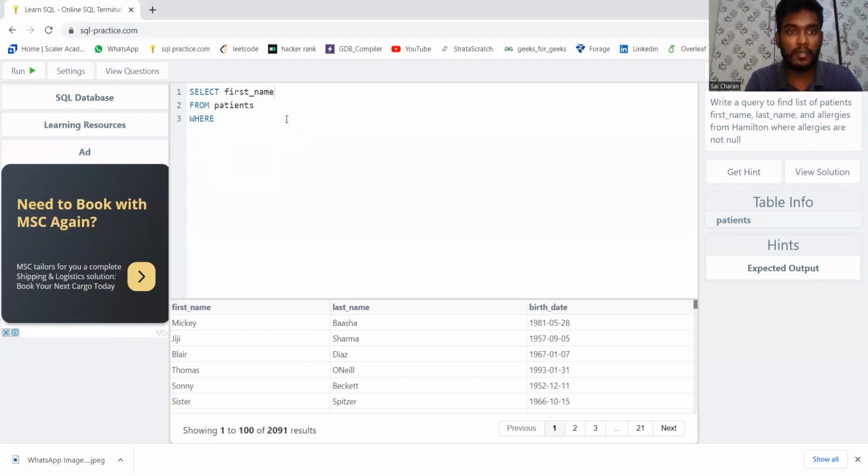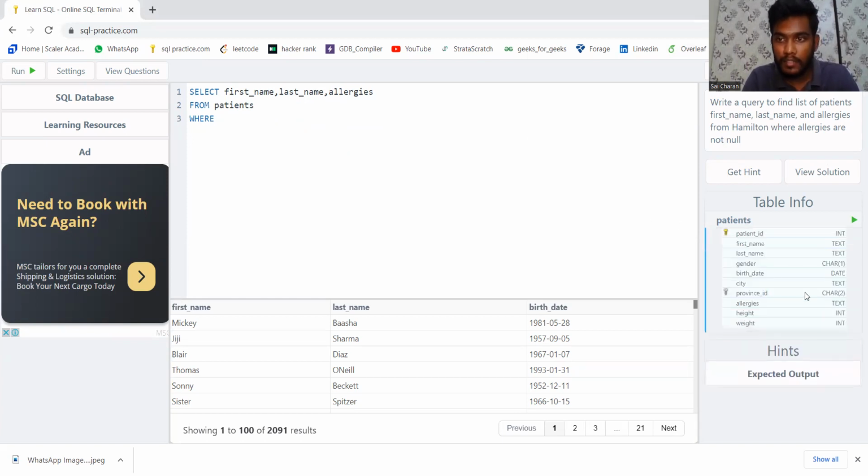And then extracting first name, last name, allergies. We are extracting these, and then they have given the condition that city should be Hamilton, right? City is equal to Hamilton. And they are also mentioning that allergies is not null. So this is the condition.